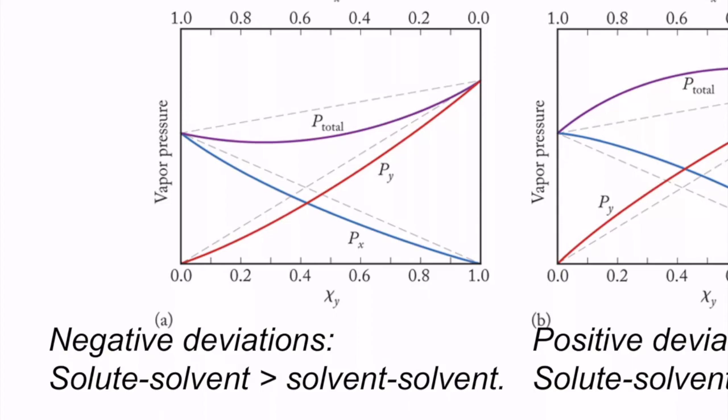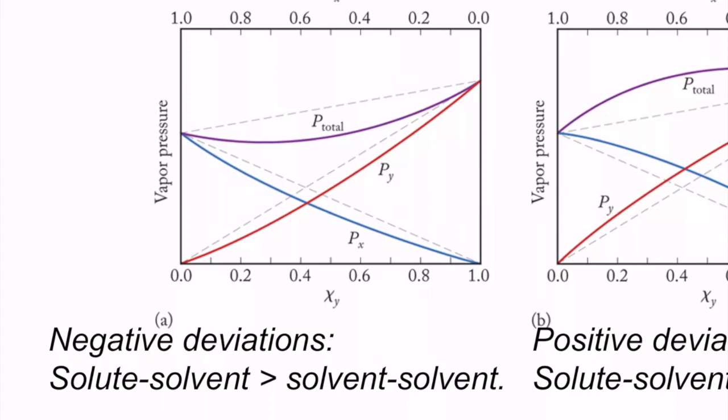If those interactions are stronger than the interactions between the solvent itself, then this is the kind of deviation from Raoult's law that we see. Because the solute and the solvent have greater interactions, they want to stay together. So it's going to take a little bit more energy to actually get them into the vapor phase.